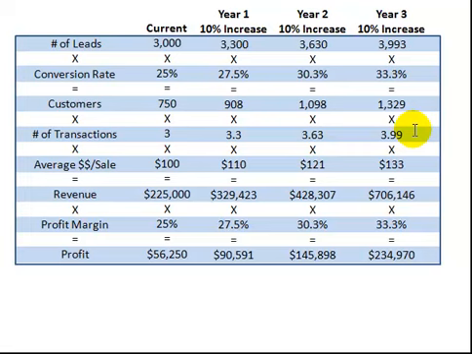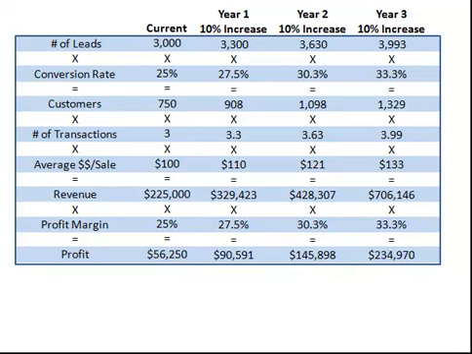That's every 3 months now instead of every 4 months. They're now spending $133 with us. Maybe we've added some additional products or services that will help us increase that. The revenue then goes to $706,146. And our profit goes all the way from $56,250 up to $234,970, a real significant increase.